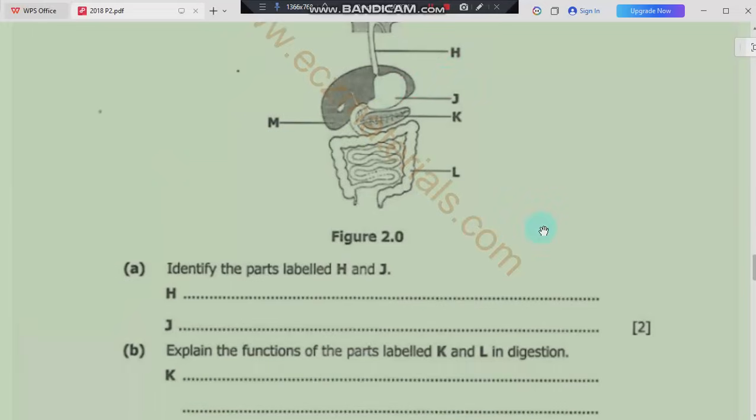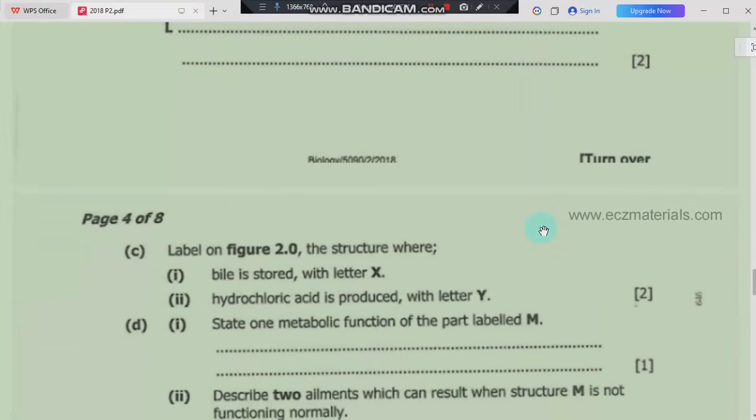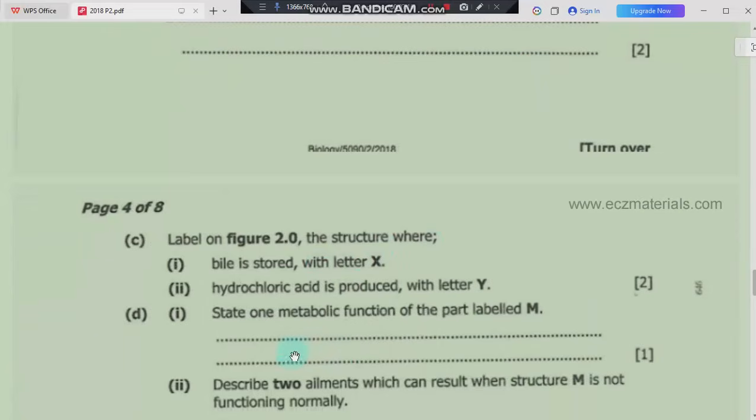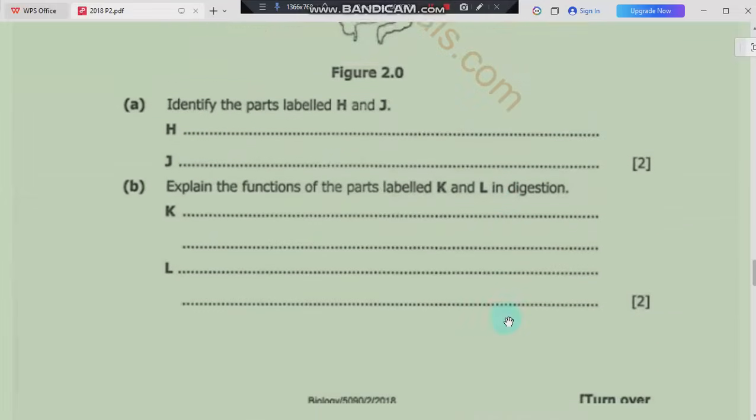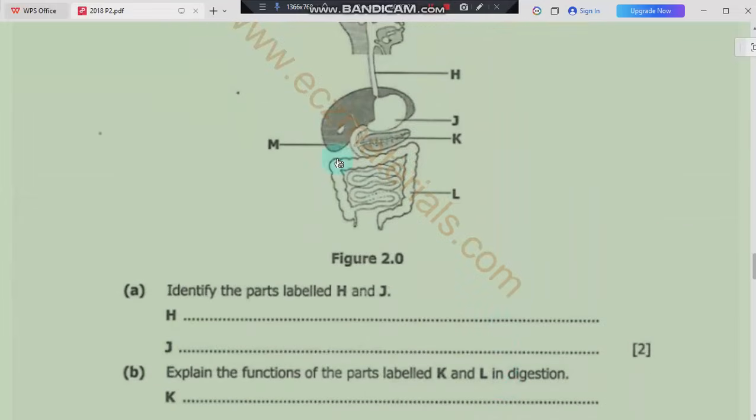So moving on, the other question says, state one metabolic function of part labeled M. When we come to part labeled M, we know part labeled M is our liver. So they are asking, what is the metabolic function of the liver? The liver has several metabolic functions. You can pick out from any of those.